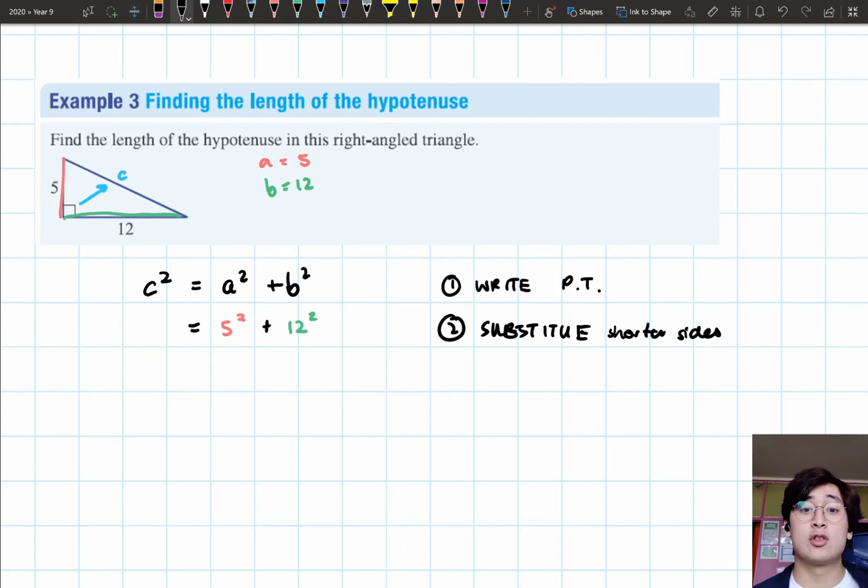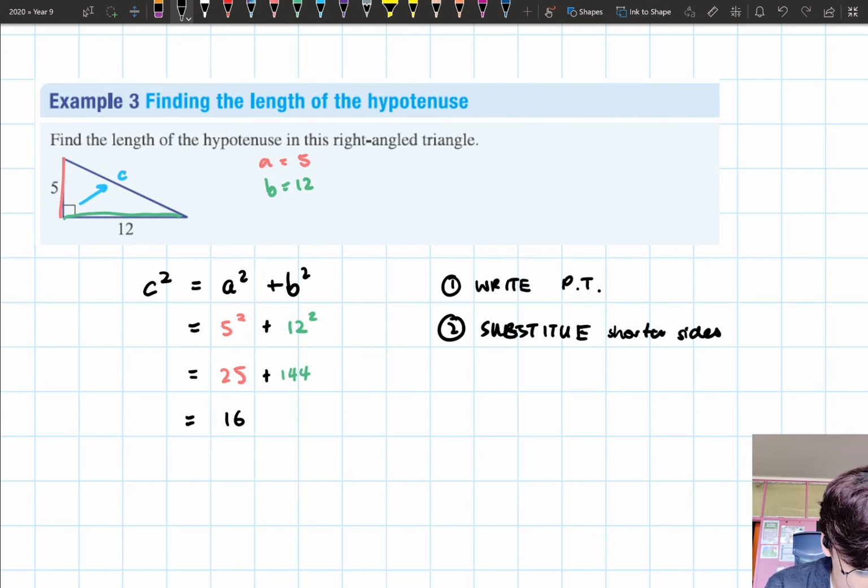The third step was to square these numbers and add them together. So what I'm going to do is keep that equal sign here. I'm going to square the two numbers. So when I square 5, I get 25. And when I square 12, I get 144. And after I've done that, I'm just going to add the two numbers together because I see that plus sign. So that gives me 169.